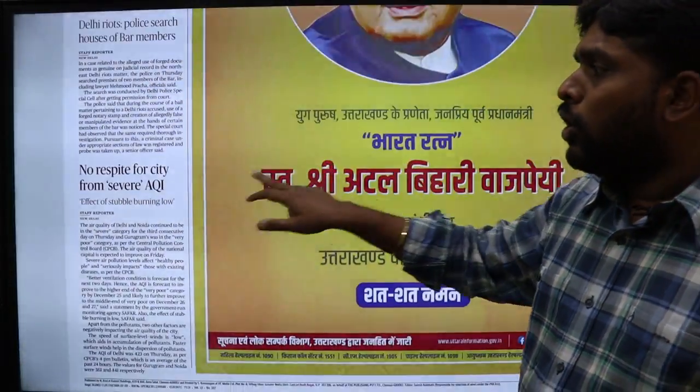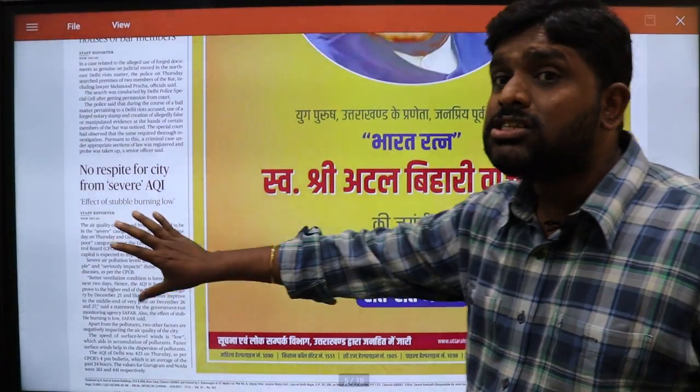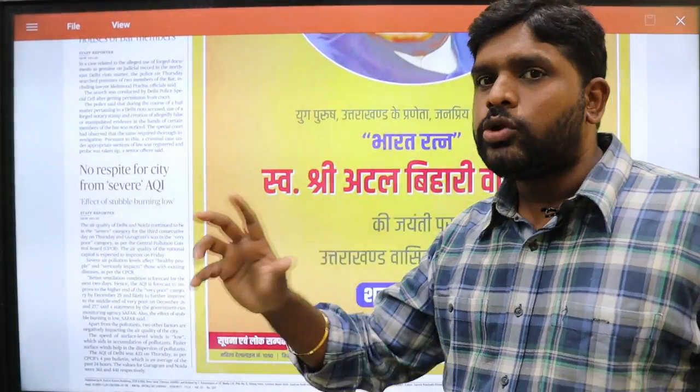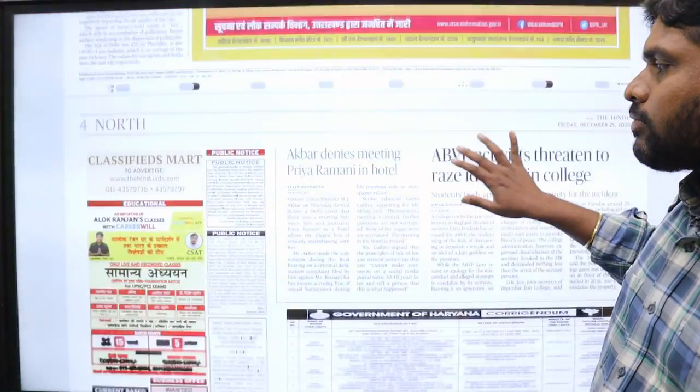Old story. No respite for city from severe AQI. Air quality index. What is this air quality index? You have to do research. What is this air quality index? That is the 5th item. What is this air quality index?